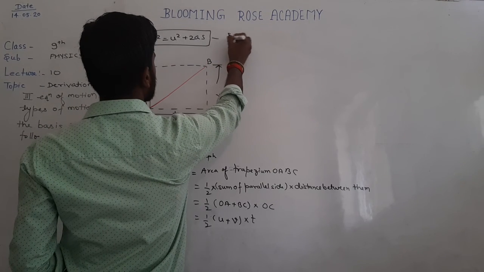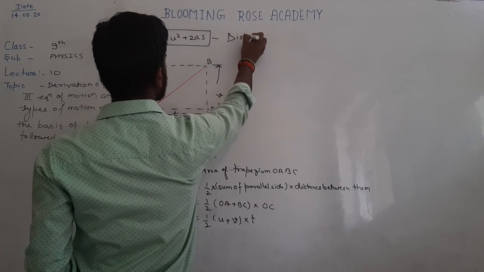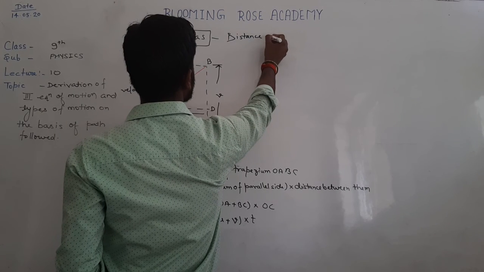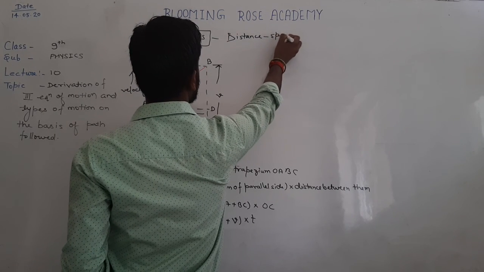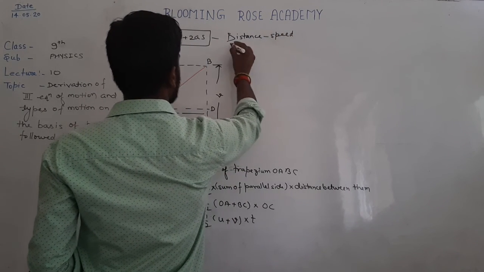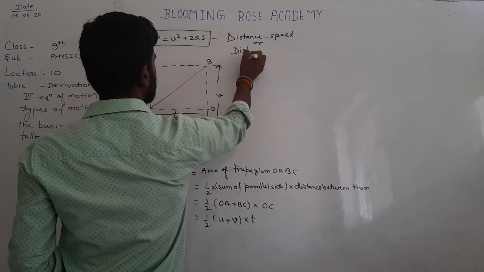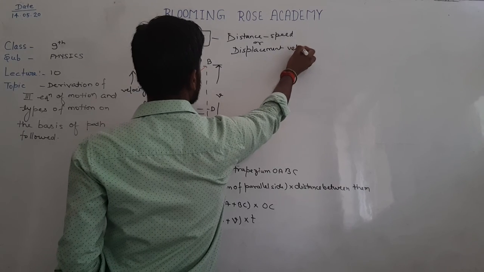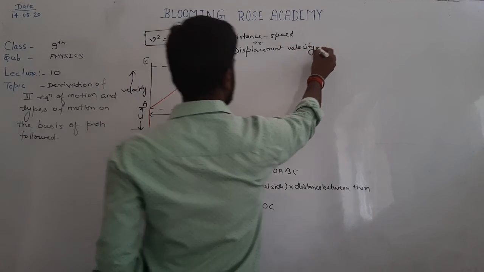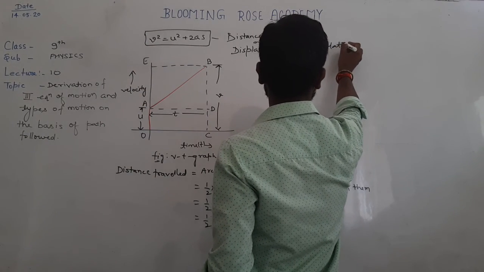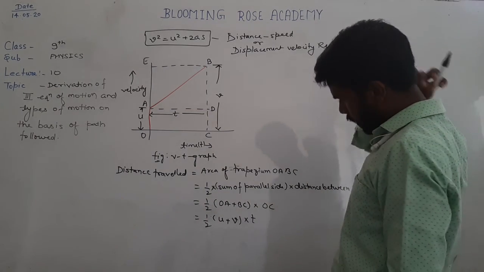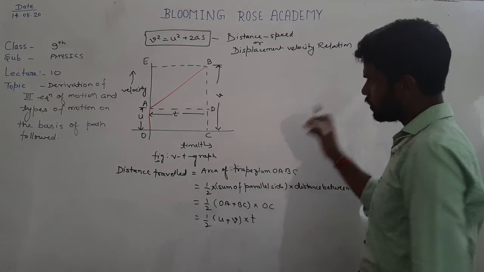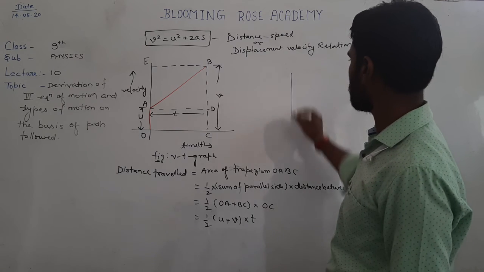So students, from this equation, v square is equal to u square plus 2as. This relation is called the distance or displacement velocity relation. Here we have to remove time t, and we have removed time t from equation first.